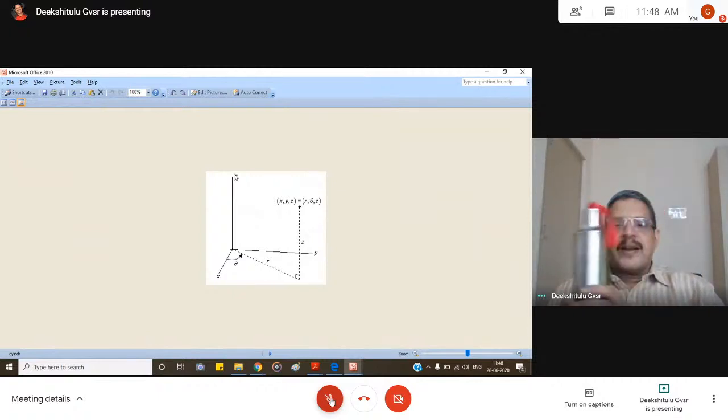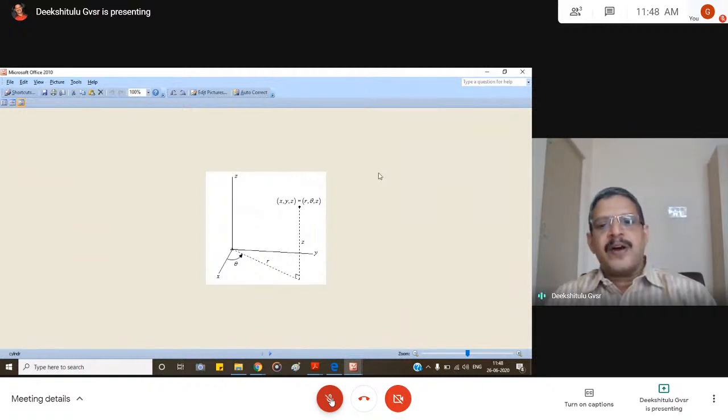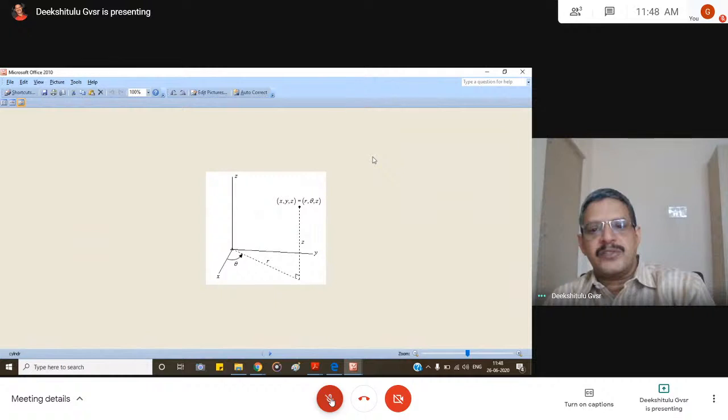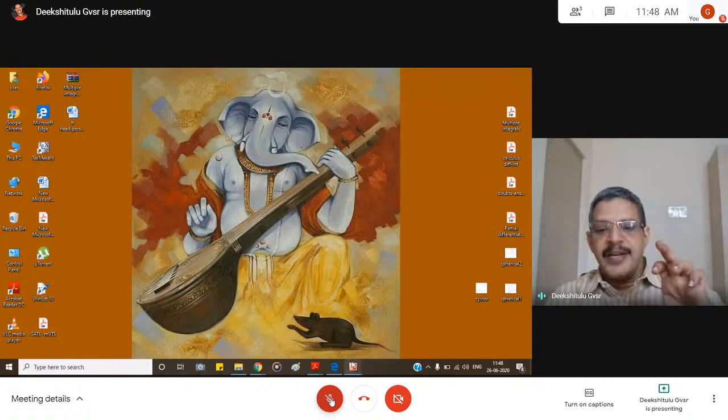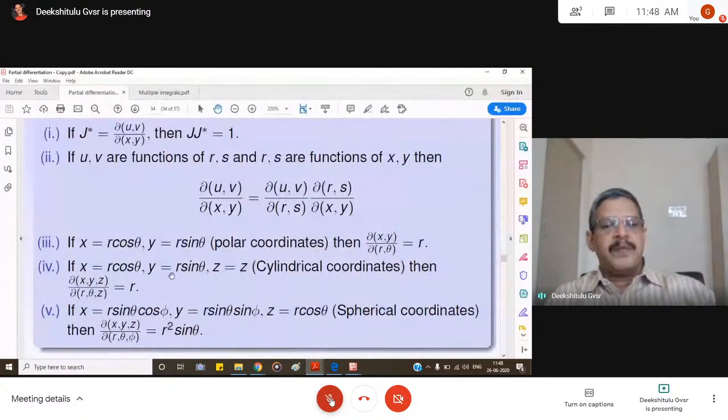What is the parametric representation, the polar form, of a circle? x is equal to r cos theta, y is equal to r sin theta, so that x square plus y square is equal to r square cos square theta plus r square sin square theta, which is r square, and that gives you a circle. It is generated from a circle in the xy plane. That's why the third variable z is always kept as z. So that's what we mean by r cos theta, r sin theta, and z: the cylindrical coordinate system.